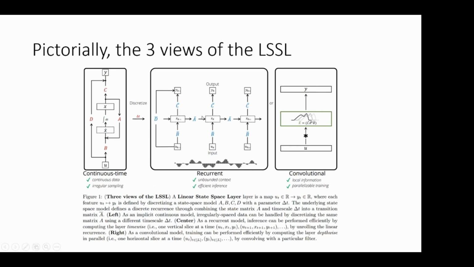I don't know if you can see my mouse, but in the middle of this diagram, you use A bar to go from x_{t-1} to x_t. And then once you have x_t, you grab your input. So really it is B bar times your current input. And then you take your current state, and then you can generate your output.